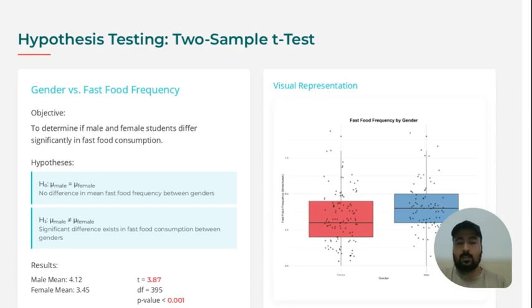We found a T statistic of 3.87, degrees of freedom equal to 397, and a p-value less than 0.001. So this highly significant result leads us to reject the null hypothesis. The conclusion of this hypothesis is that male students consume fast food approximately 0.67 times per week more than female students. So it's about a 90% higher rate. This finding suggests that targeted health interventions might benefit from considering a gender-specific approach.